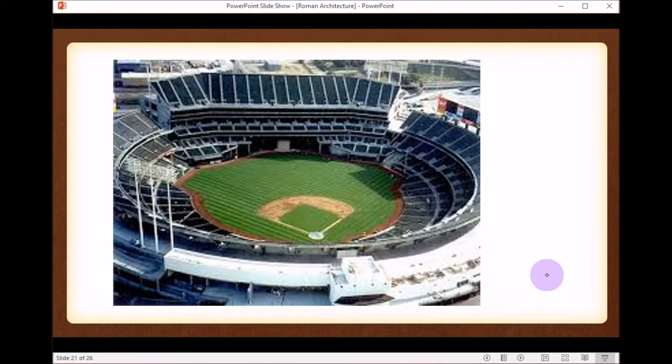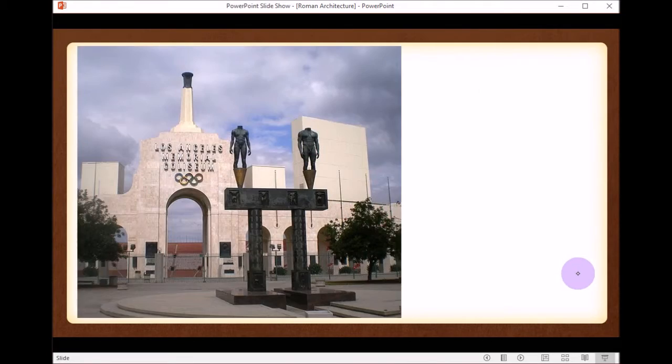This is the Oakland Stadium called the Coliseum, where the A's play. This is a picture of 2 naked guys and the Coliseum in Los Angeles. This is where the Olympics were held in 1984. I remember those Olympics, believe it or not. I was 6 years old.